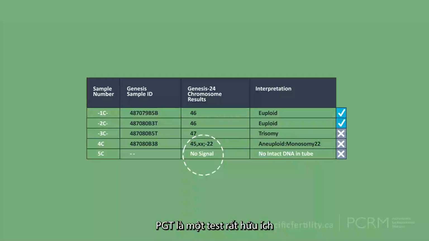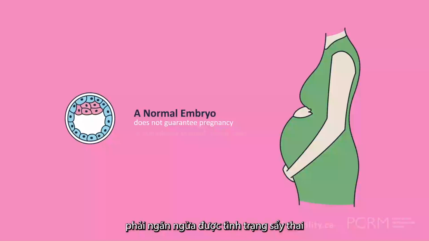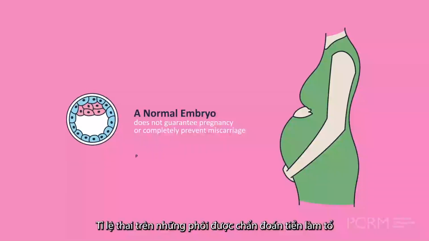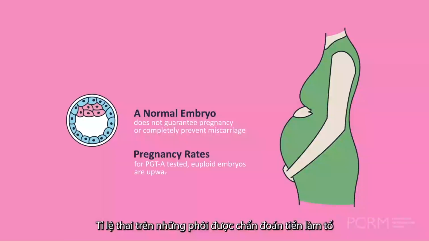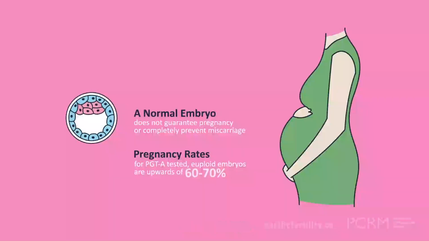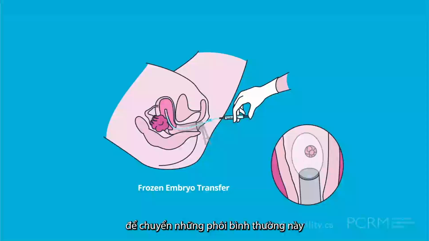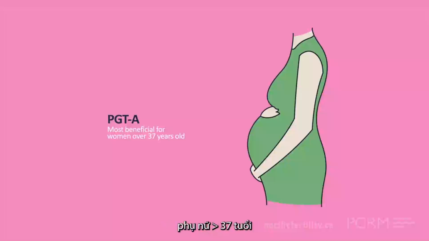PGT-A is a useful test, but even a chromosomally normal embryo does not guarantee pregnancy, nor does it completely prevent miscarriage. Pregnancy rates for PGT-A tested euploid embryos are upwards of 60 to 70%. You will need to undergo a frozen embryo transfer cycle to transfer the normal embryo into the uterus. PGT-A is most beneficial for women who are over 37 to 38 years old and have multiple embryos.